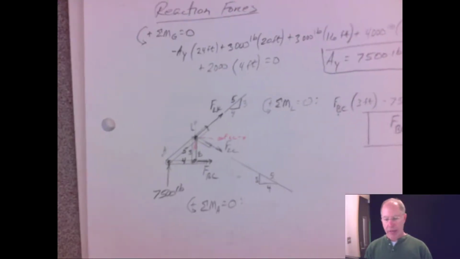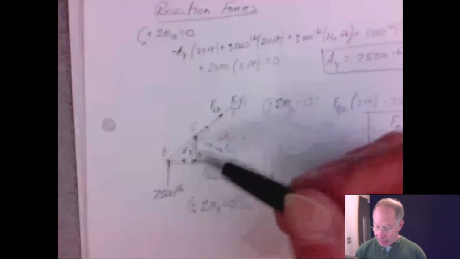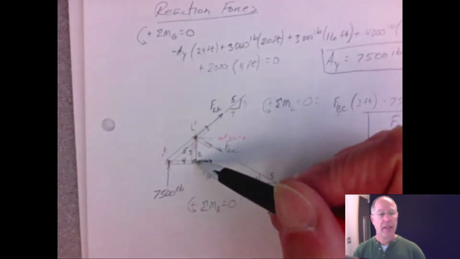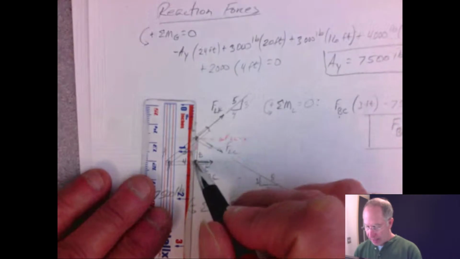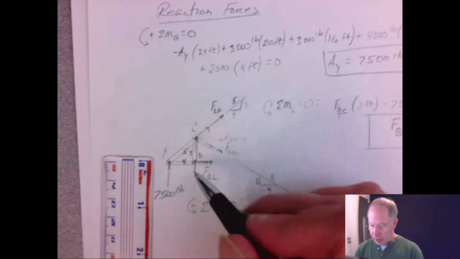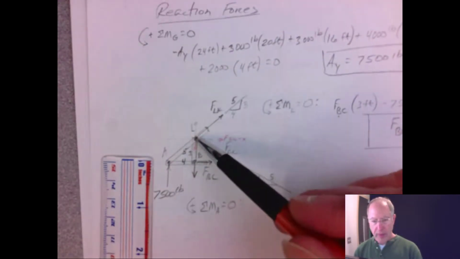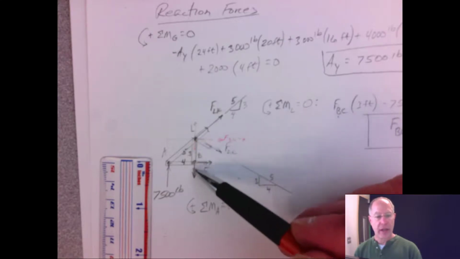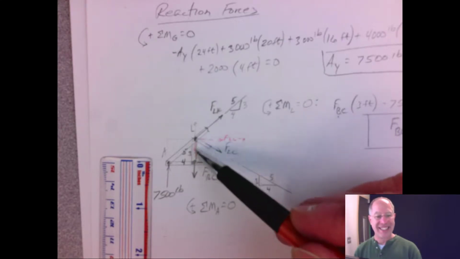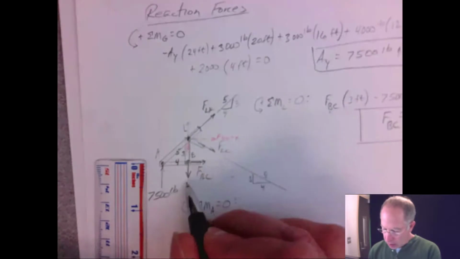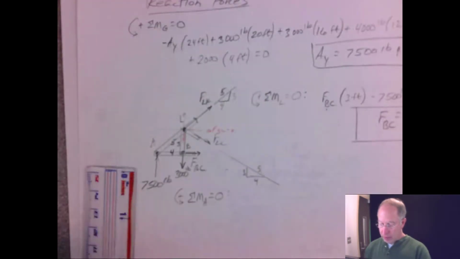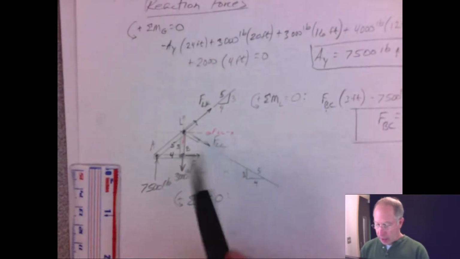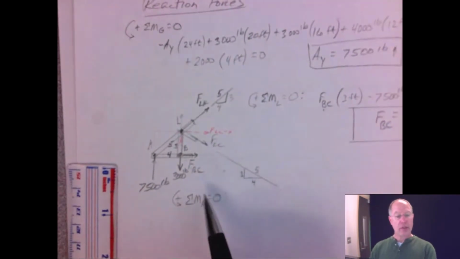All right, welcome back. So I need to add here at this joint, there's a 3,000 pound load hanging down, which didn't come into play when we summated moments about L because its line of action goes through L and it didn't create a moment. But I need to put it on there now. It's 3,000 pounds.